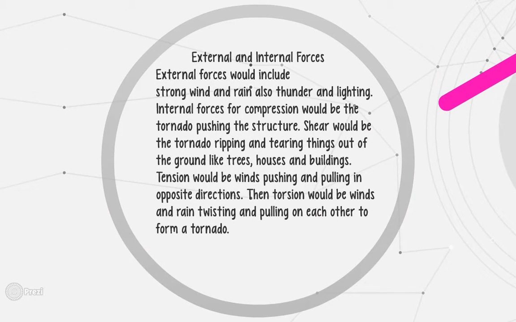External and internal forces. External forces would include strong wind and rain, also thunder and lightning. Internal forces for compression would be the tornado pushing the structure, which you will soon see later. Shear will be the tornado ripping and tearing things out of the ground, like trees, houses, and buildings. Tension would be winds pushing and pulling in opposite directions. Then torsion would be wind and rain twisting and pulling on each other to form a tornado.